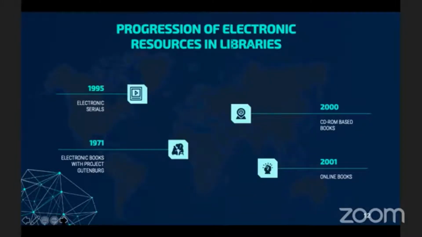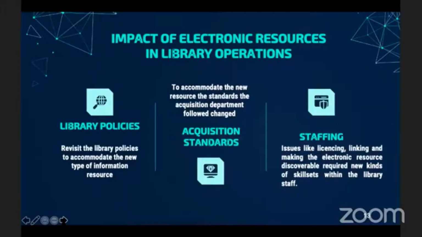At the same time, the ebook project started in 1971 with Project Gutenberg, but it became popular only in the late 1990s. At the same time, the electronic serials became very popular and the CD-ROM based books became famous. And at the turn of the millennium, the online books became very prominent in libraries.